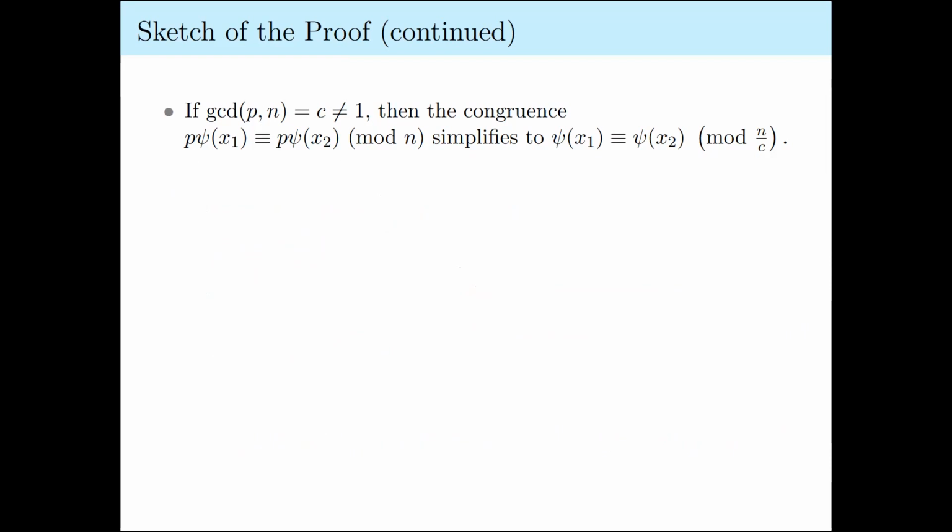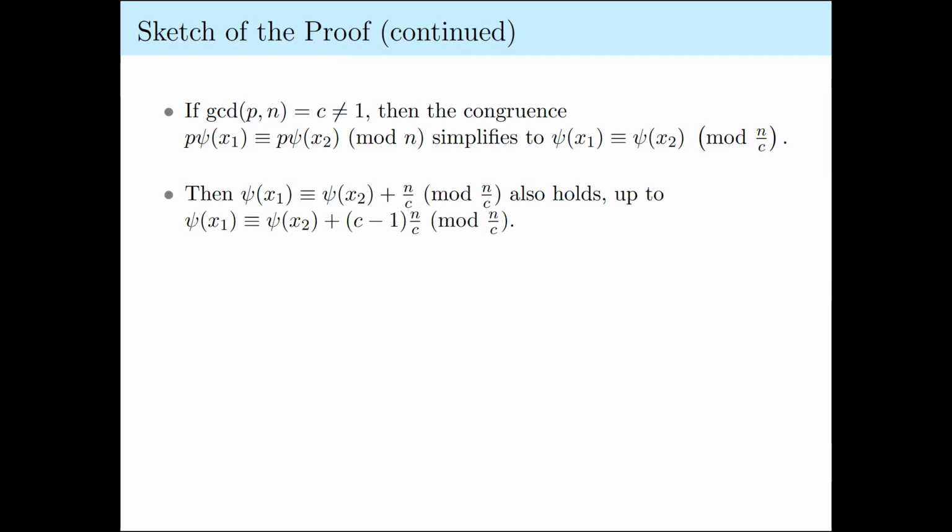In the other case, if the GCD of P and N is equal to C, not equal to 1, then the congruence simplifies instead to psi of x1 congruent to psi of x2 mod n divided by C. This modulus is less than n, so we find other values in Zn that also satisfy this equivalence. We now have that psi of x1 is also congruent to psi of x2 plus n/c, as well as other multiples of n/c.